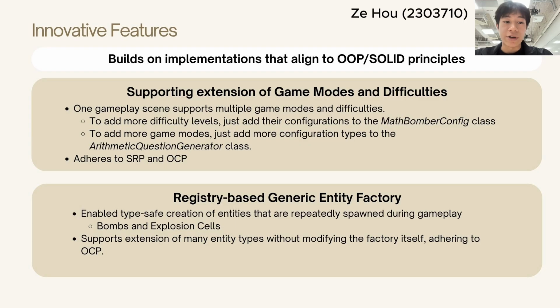Our registry-based generic entity factory enabled the type-safe creation of entities that are repeatedly spawned during gameplay like bombs and explosion cells. This enables the extension to many entity types without modifying the factory itself, which adheres to OCP.